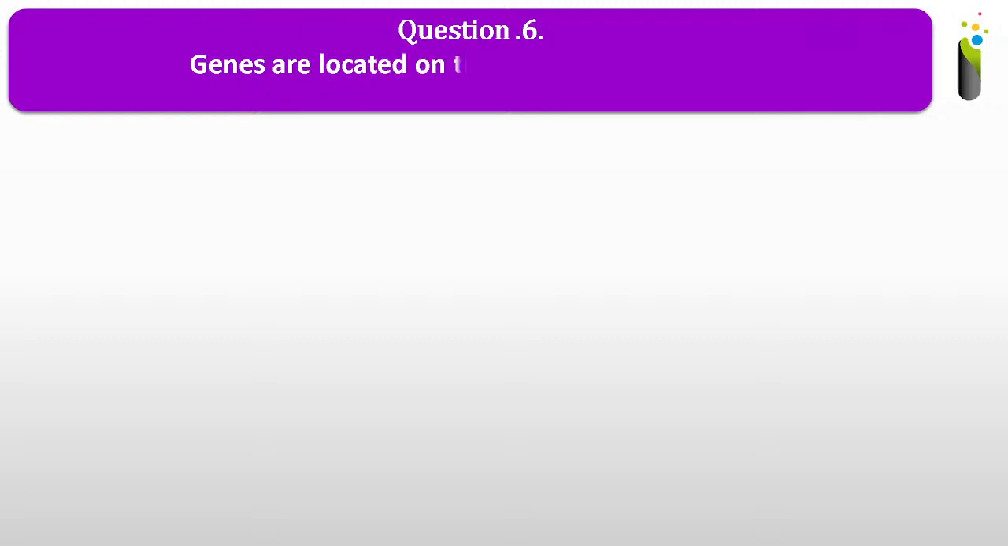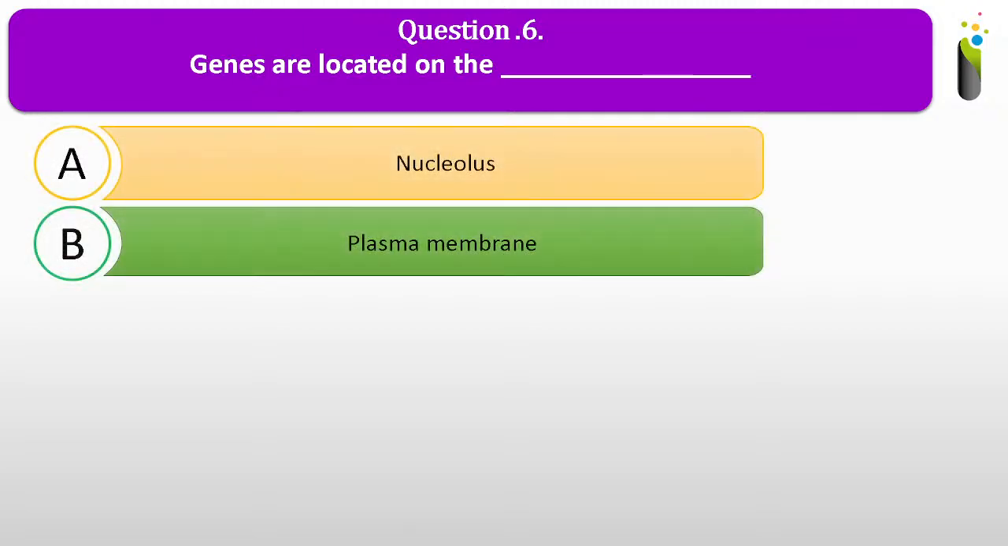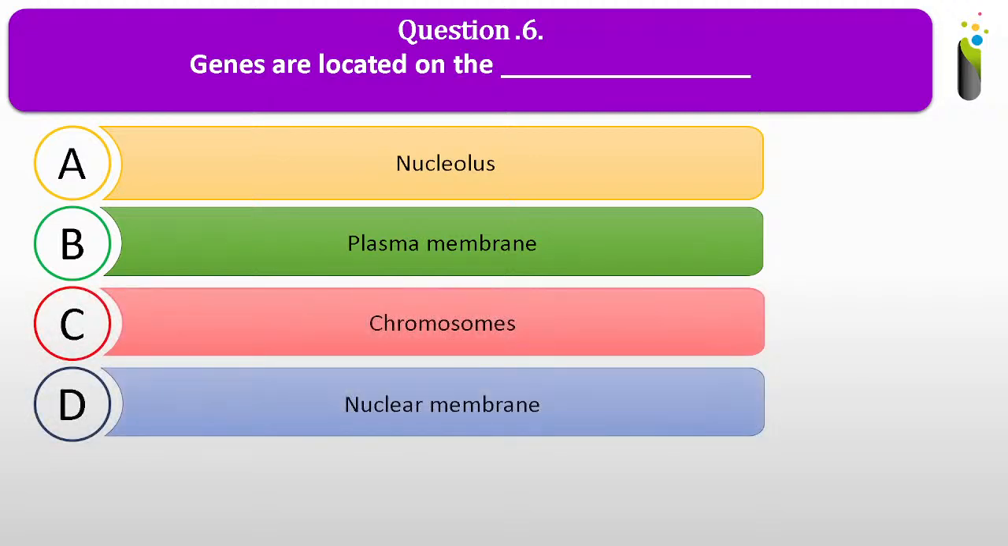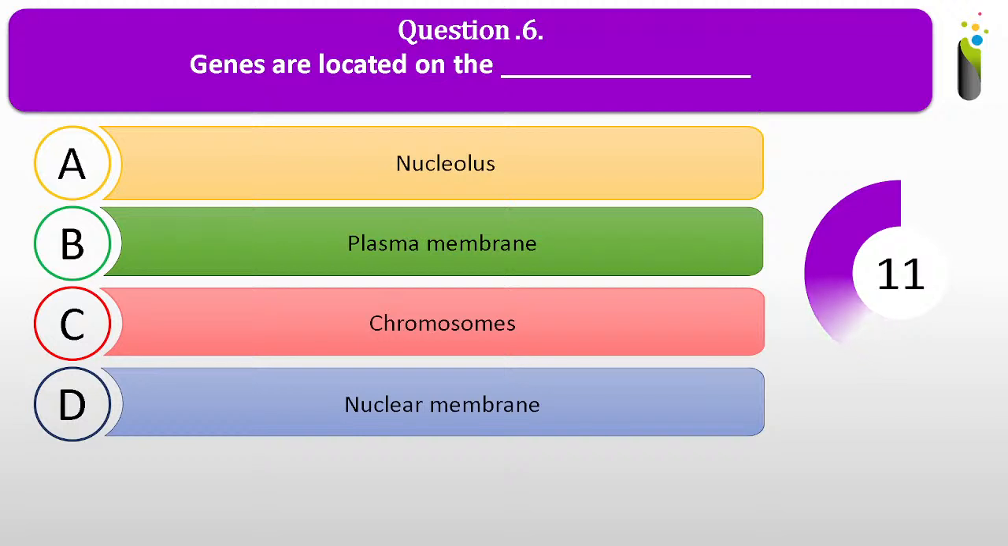Question number 6. Genes are located on the dash. A. Nucleolus. B. Plasma membrane. C. Chromosomes. D. Nuclear membrane. So answer me, where are the genes located?